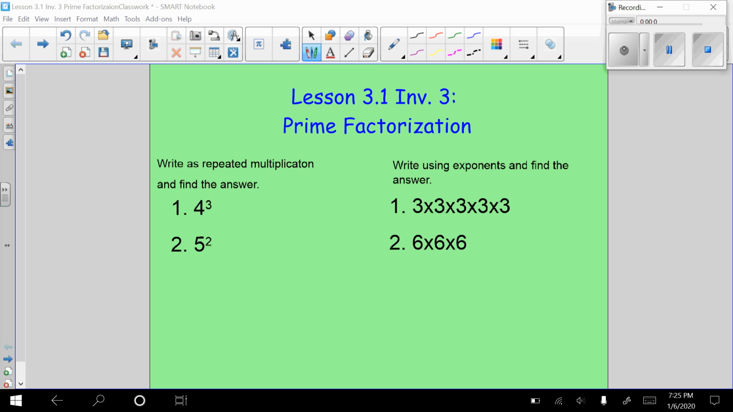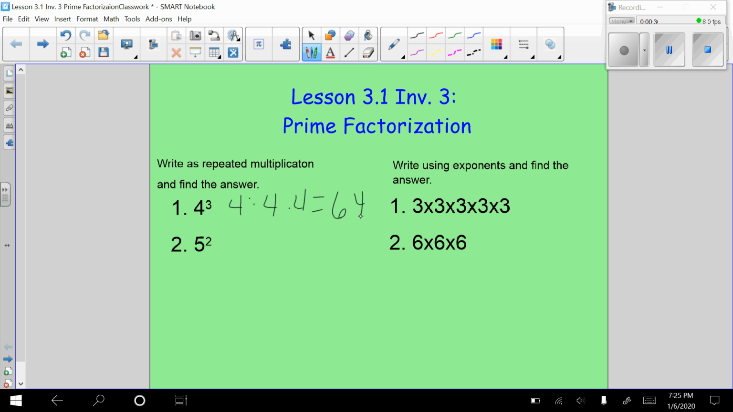Lesson 3.1.3, Prime Factorization. First, let's review writing repeated multiplication and finding answers. Well, the first one is 4 to the third power. How do we write that as repeated multiplication? Remember, that is 4 three times. So when you want to write that out, you want to write 4 times 4 times 4, which equals 64.